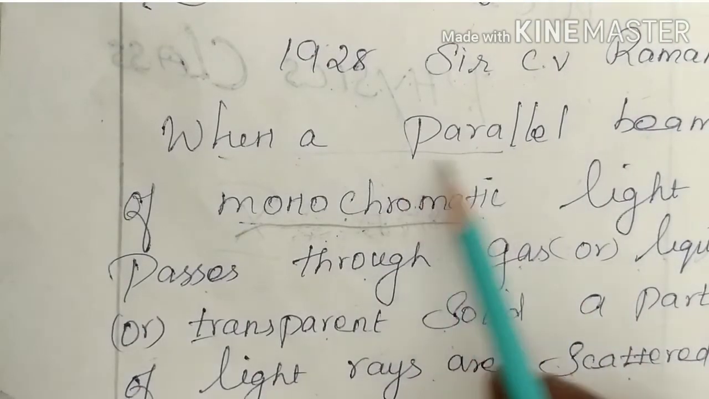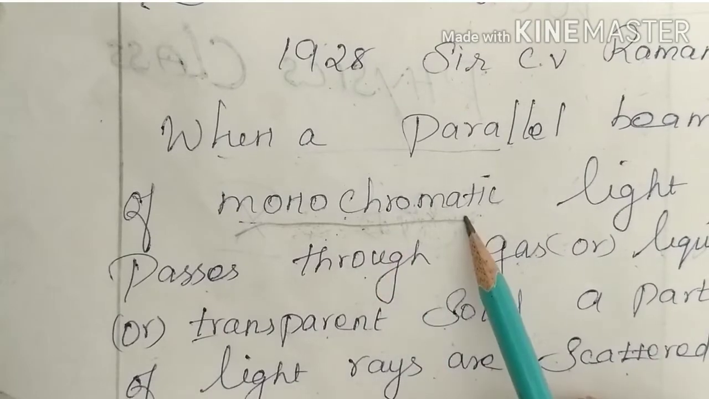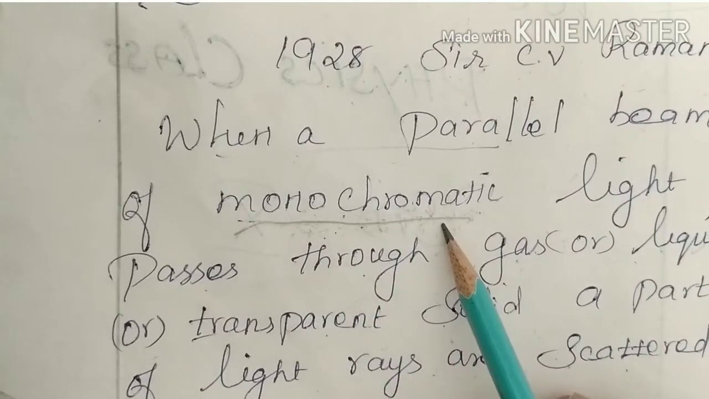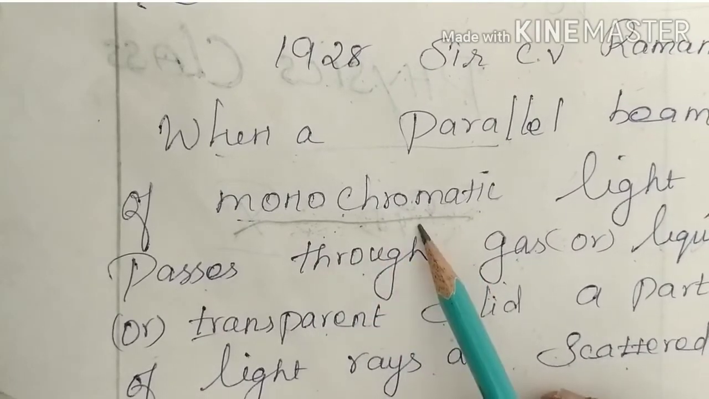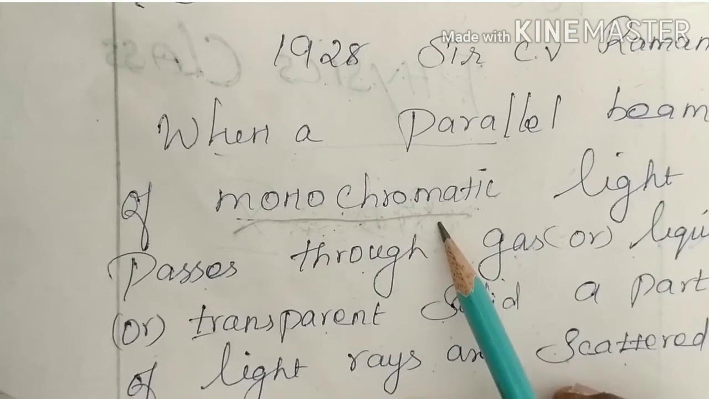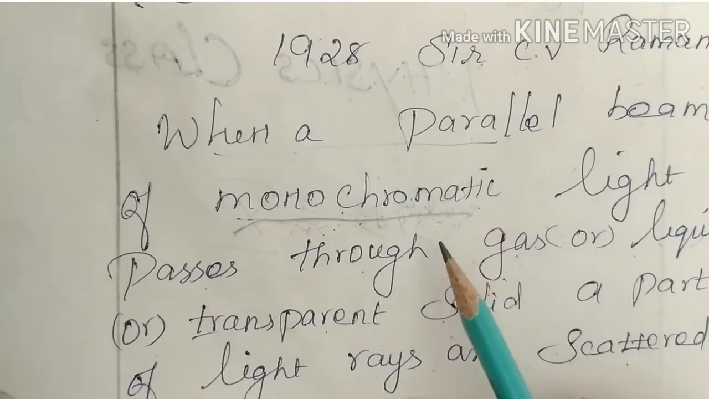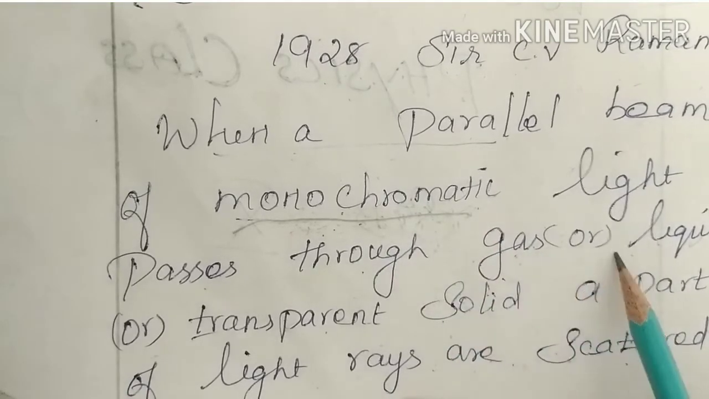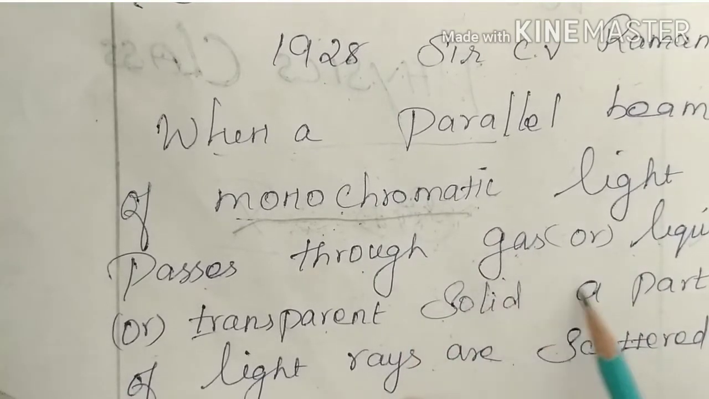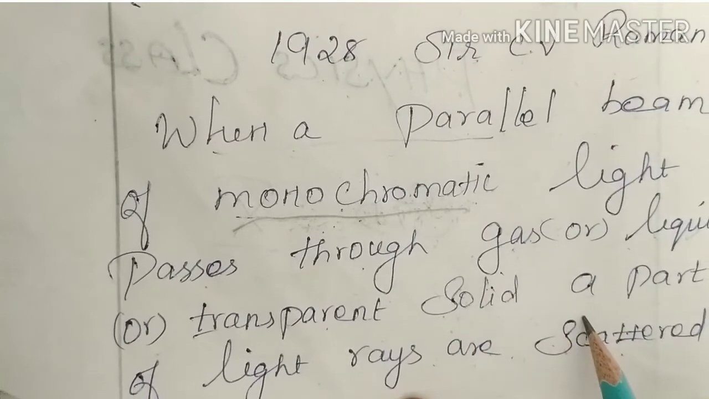Listen, when a parallel beam of monochromatic light... What do you mean by monochromatic? Light rays consisting of a single wavelength or single frequency are called monochromatic light. When it is passed through gas, liquid or transparent solid, we can see the scattered beam of light.